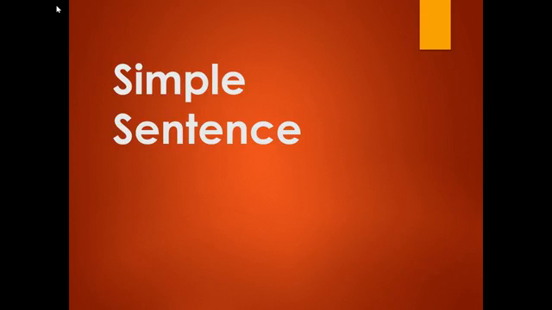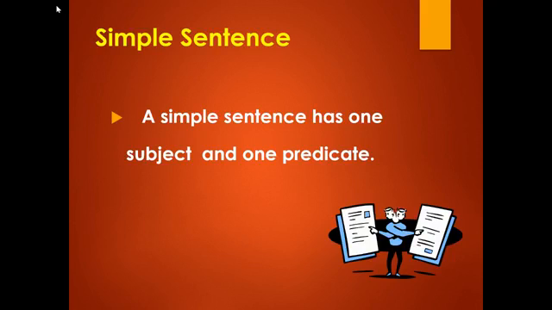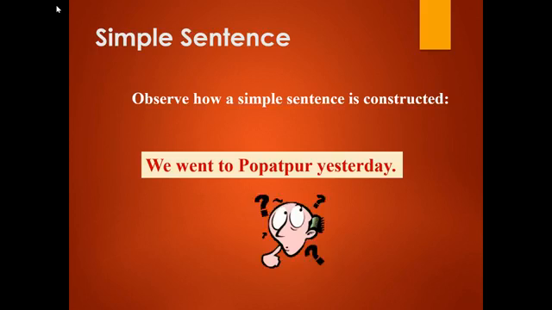The first category in this is the simple sentence. Let us understand. A simple sentence has one subject and one predicate. I hope this is clear, right? This is how a simple sentence is constructed. We went to Popatpur yesterday. We is the subject. Went to Popatpur yesterday is the predicate, right? Subject 1, predicate 1. That is how we form a simple sentence.